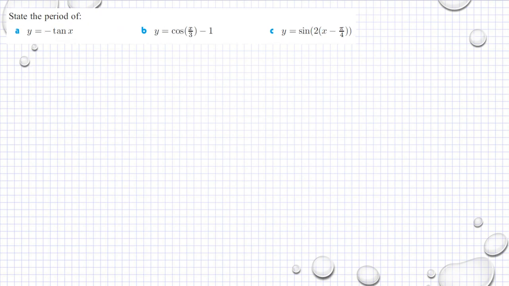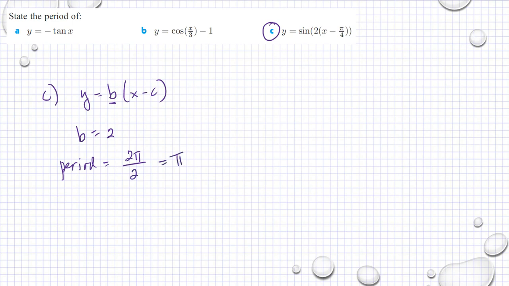Some more. State the period of, we only look for the C there. We have our sine. It looks like this now. Y is equal to B x minus C. And we are only interested in the B. So we have B is equal to 2. So the period now is equal to 2 pi divided by 2. Then we have pi. So one period or one cycle is pi.